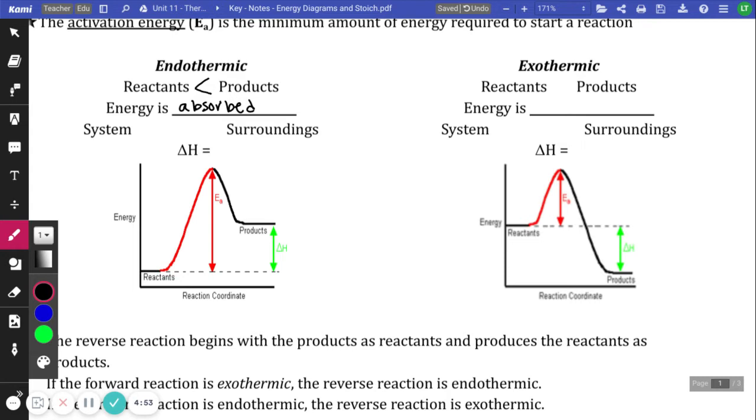Again, we're putting energy in. So it goes from our surroundings into our system, and delta H is positive.